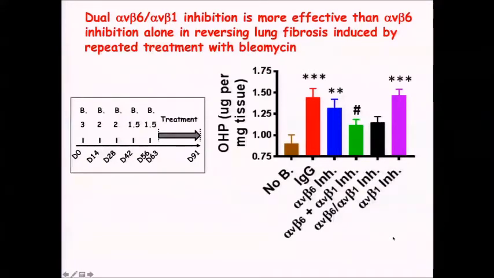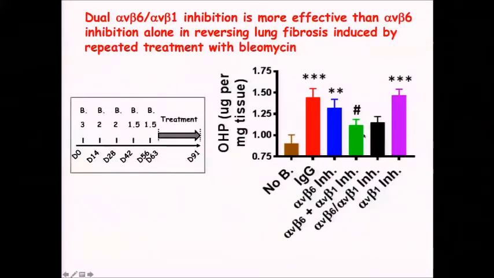So in that model, which is a more severe model, we induce fibrosis, wait a week after the last dose of bleomycin, and then treat with inhibitors. And in this model, if we treat with a control antibody, that's the no effect. If we inhibit just alpha V beta 6, it's not significantly different. If we inhibit just alpha V beta 1 with an alpha V beta 1 inhibitor, it's not significantly different.